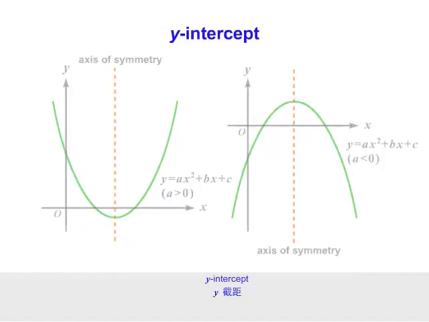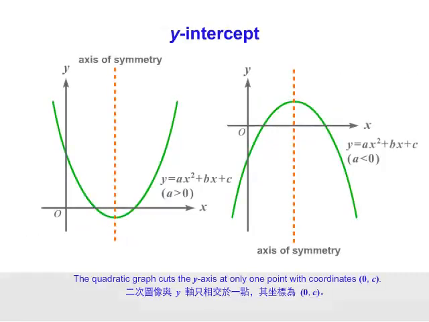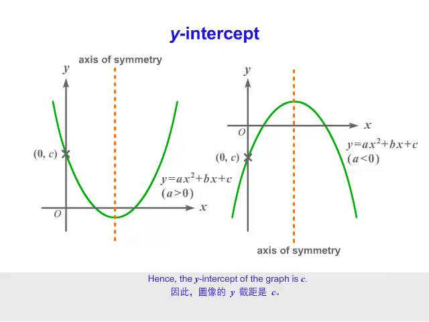Y-intercept. The quadratic graph cuts the y-axis at only one point with coordinates (0, c). Hence, the y-intercept of the graph is c.